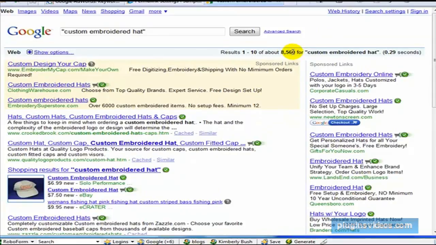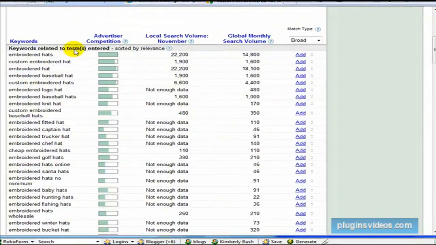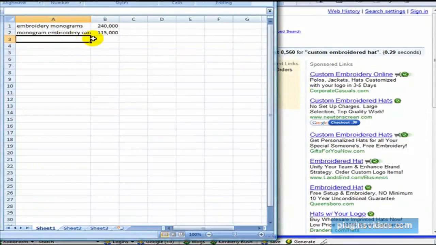That tells me that to rank for custom embroidered hat should be a heck of a lot easier than ranking for just custom or embroidered hat. Now, do you see the difference there? Let's look at this again here. A custom embroidered hat is searched for close to 2,000 times a month. I mean, that's a lot of people. Now, of course, embroidered hat is searched for a lot more, but when you add custom in front of it, it becomes a lot easier to rank for because custom embroidered hat is only 8,000. Let's see, custom embroidered hat, 8,500. I'm just going to round a little bit there.